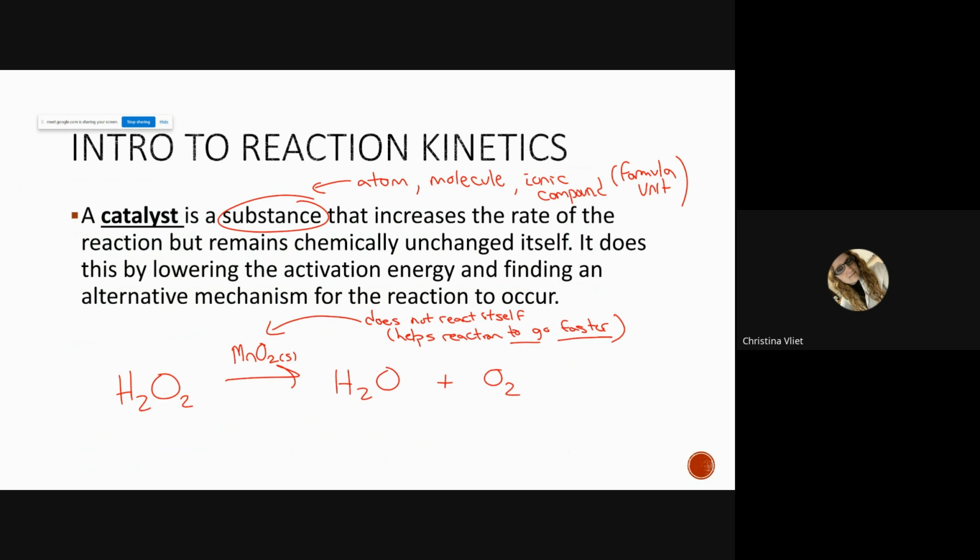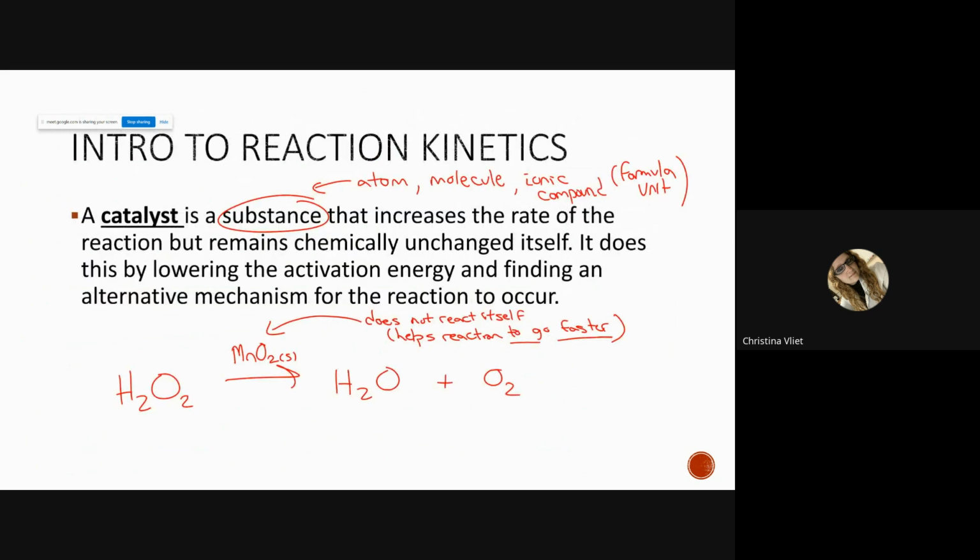And there are several different catalysts we can use. MnO2 is one of them for this reaction. Another one, the one we used for elephant toothpaste, was KI, another example of a catalyst that's used. If you study biology, you'll know that enzymes are also examples of catalysts. They are proteins that help a reaction go faster. Same idea.